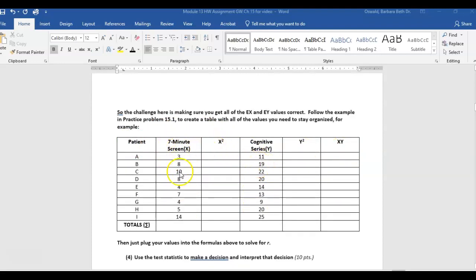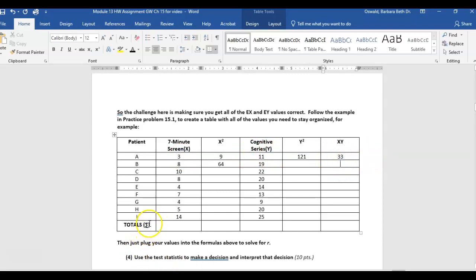So here your X values are the 7-minute screen, Y values are the cognitive series. Go across the table, get the squares for each value. So 3 squared is 9, 8 squared is 64, and so forth. Do the same thing for Y squared. 11 squared is 121, I think. I can't do the rest in my head, but you would do that. X times Y, you would multiply 3 times 11 to get 33 for your X times Y values.